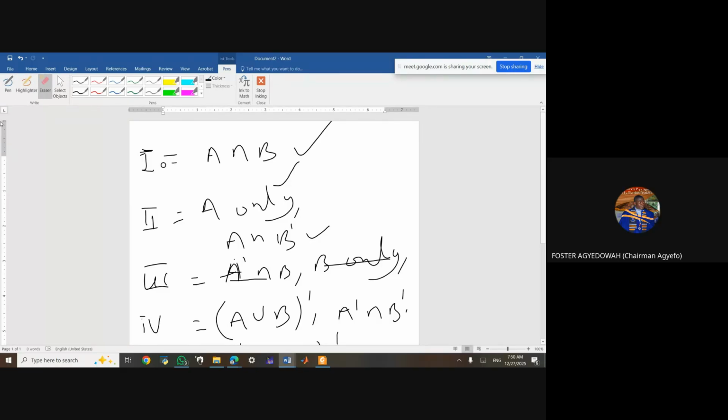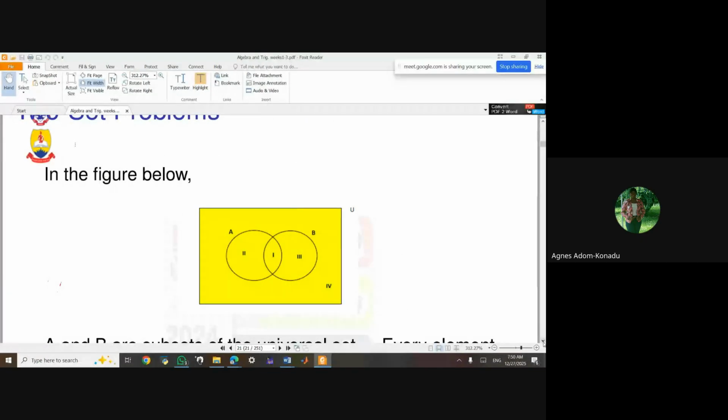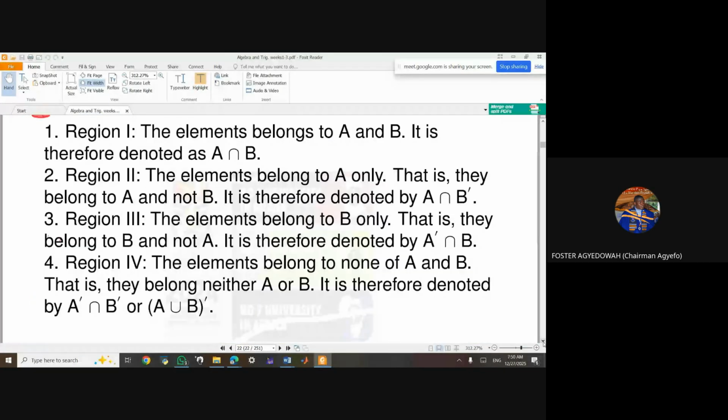Then the IV, it says the elements belong to none of A and B. That is, they belong to neither A nor B. It is therefore denoted by A complement intersection B complement, or A union B complement.